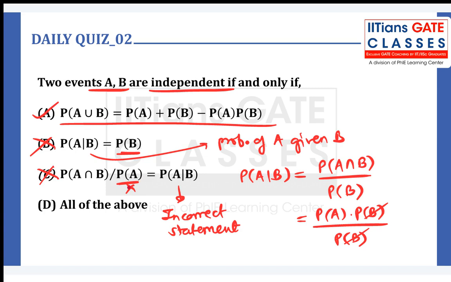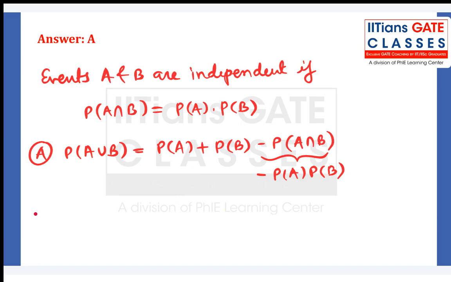Because of this, statement C itself is a wrong statement. You can't say anything. And since B and C are wrong, option D is also not correct. So option A should be the correct answer, and if you look at the key also, it is option A.